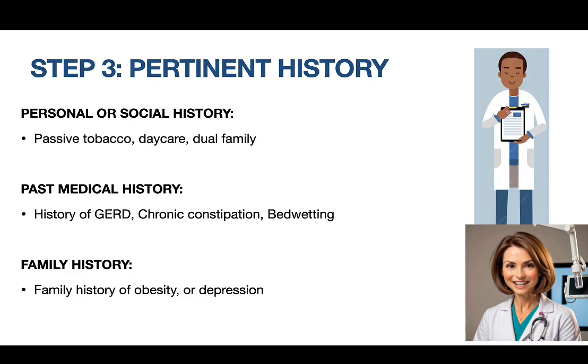life. Now that we've gathered a detailed history, the next step is to collect pertinent history. This includes any relevant medical, surgical, family, or social history that could contribute to the patient's current condition. Here's what to ask. Medical history. Do you have any past medical conditions that might relate to the symptom?